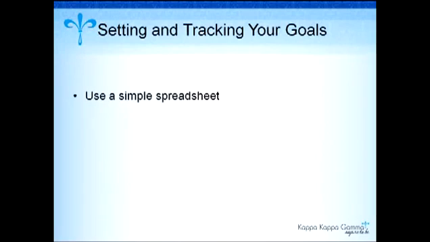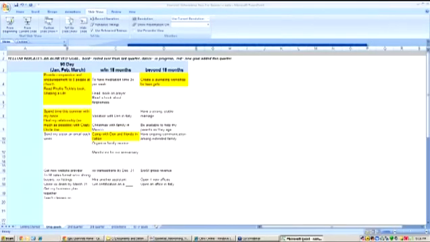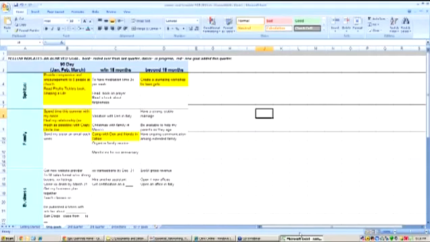So we're going to talk for a minute about setting and tracking your goals for networking. Again, for this, you also need a system. And what I recommend you do is use a simple spreadsheet. This is a spreadsheet that we have advocated on Kappa Connections for like 5 years. It is so simple, it's fantastic. Let me walk you through it, and any of you who want this are very welcome to have it.